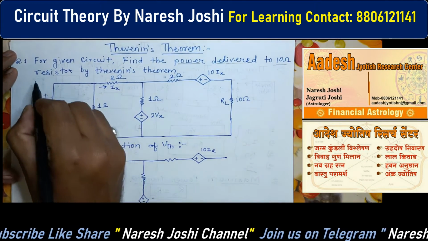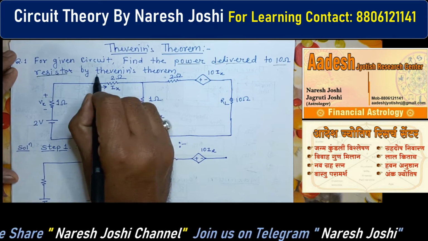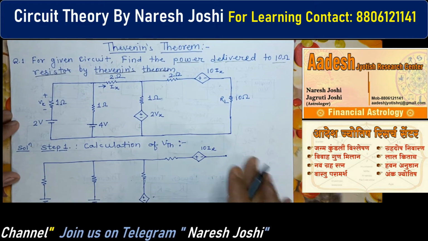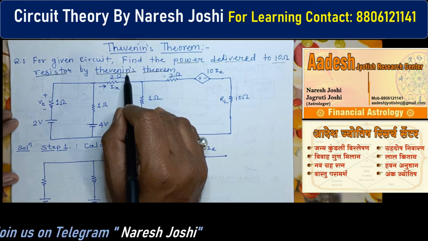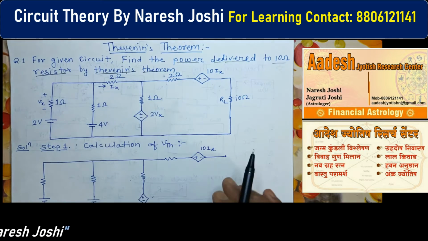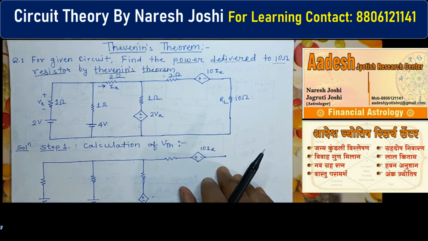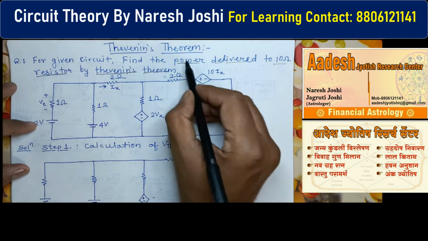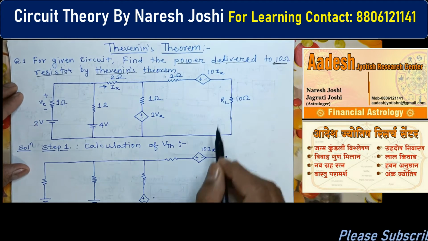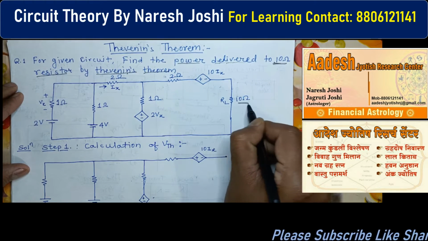So here the 10 ohm resistor by Thevenin's theorem. In the exam you can always listen, this term is always mentioned whenever the question is related to Thevenin's theorem. By using Thevenin's theorem, find out any resistance. Here you can see what they have asked, find out the power delivered to the 10 ohm resistance. So here where is the 10 ohm? This is the 10 ohm resistance, you can see.